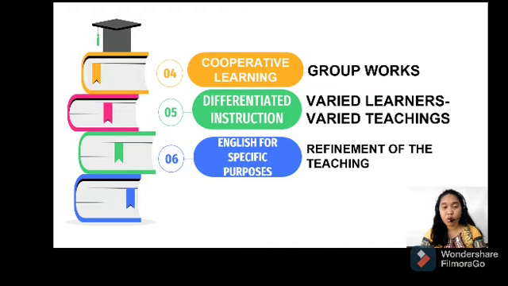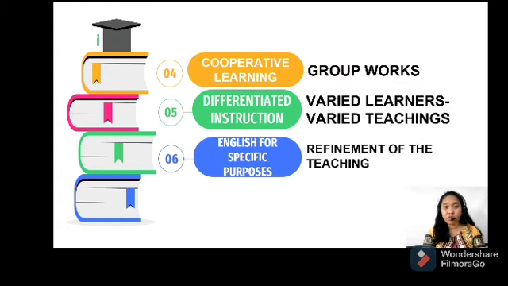The fourth approach is called cooperative learning. It is a teaching method where students of different abilities are grouped and rewarded according to the group's success. The elements include face-to-face interaction, positive interdependence, individual accountability, group processing, and collaborative skills. So it is encouraged that students work collaboratively.